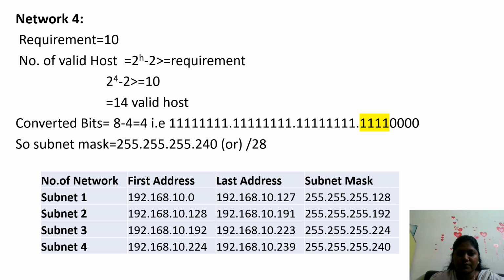So in FLSM, the drawback is that a larger number of IP addresses is utilized. What if only a few hosts are connected in a particular network? In VLSM, the wastage of IP addresses can be minimized. So that is the main advantage of VLSM.